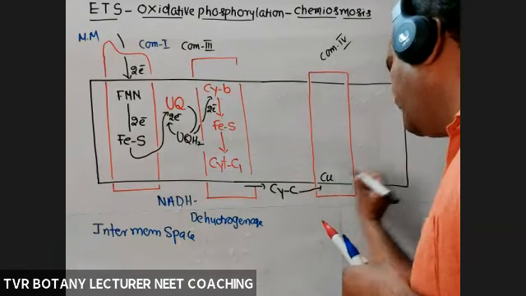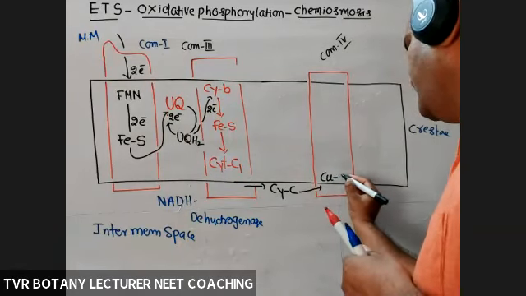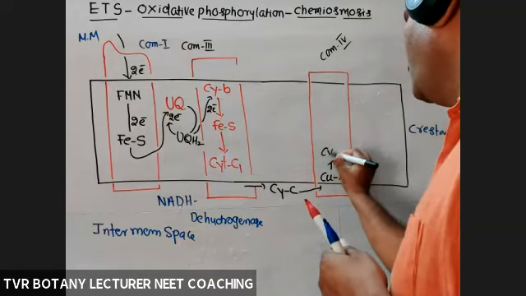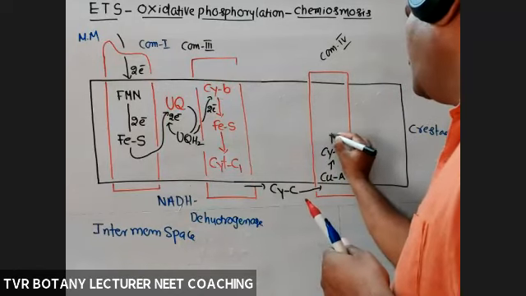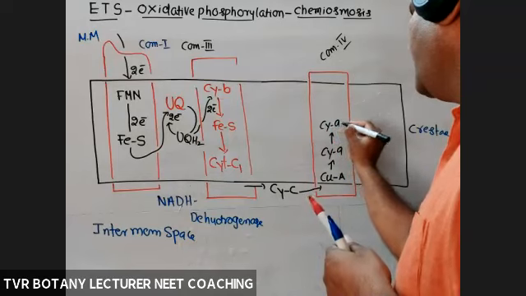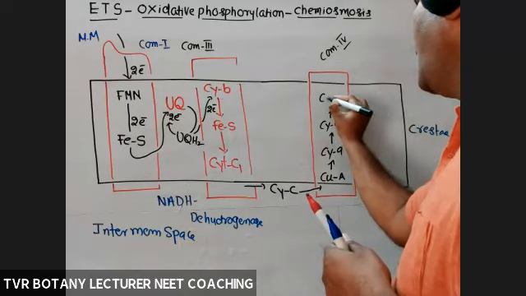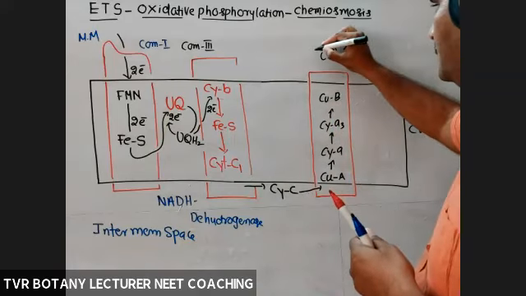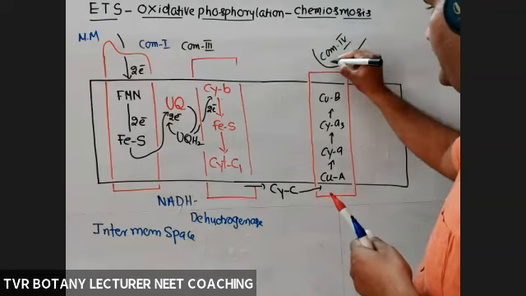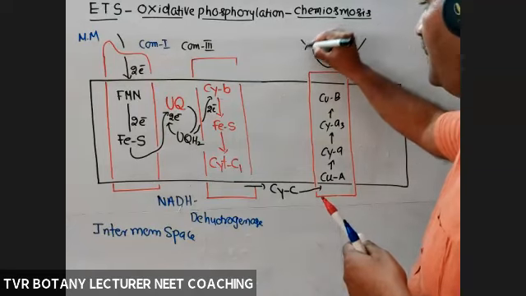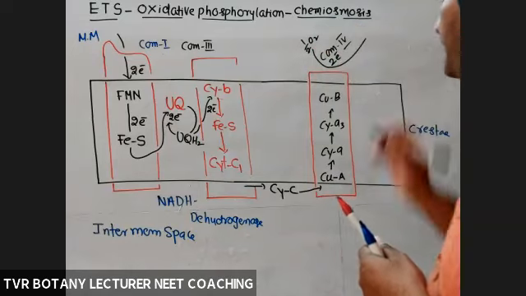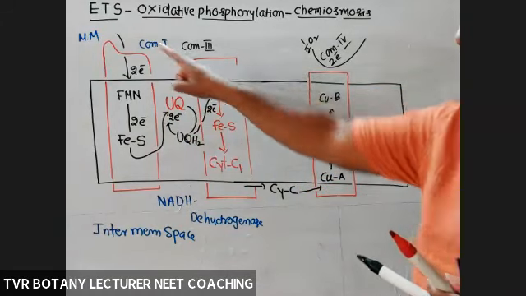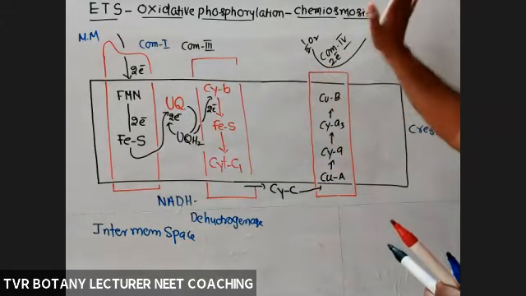Copper containing protein A. Okay. Next, cytochrome A. Next, cytochrome A3. Next, copper containing protein B. Okay. So electrons are accepted by, how many electrons available? 2 electrons accepted by half O2. Okay, right? So electrons coming from NADH reached the oxygen atom.